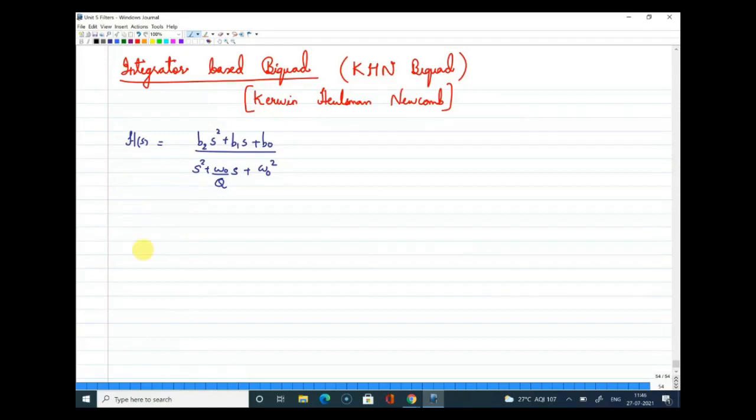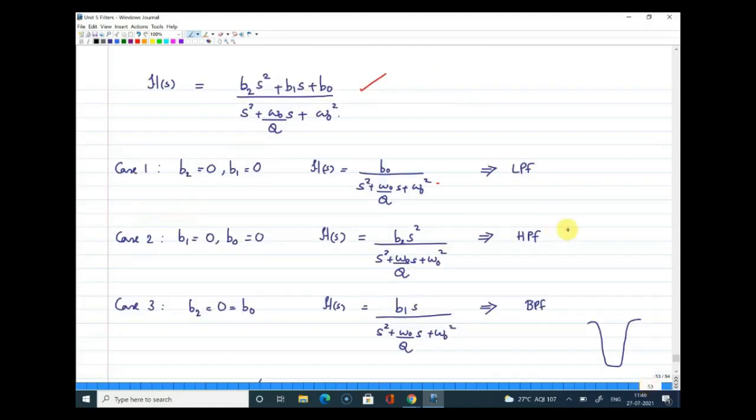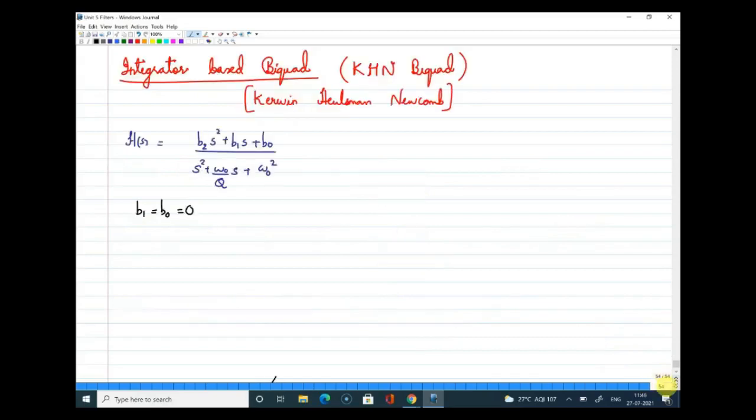So either high pass, low pass, or band pass. So what I'll do is I'll just assume that B1 and B0 are equal to 0. When B1 and B0 are equal to 0, what we have is a second type. So I'll take this high pass filter transfer function and implement it, and see how we can get other responses of low pass and band pass as well.